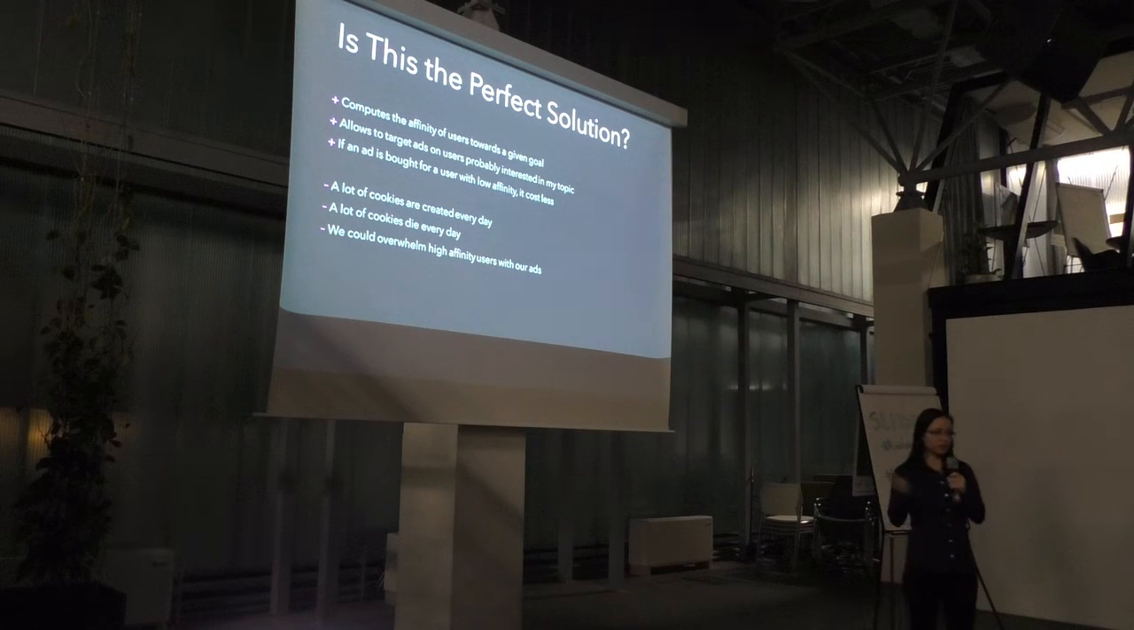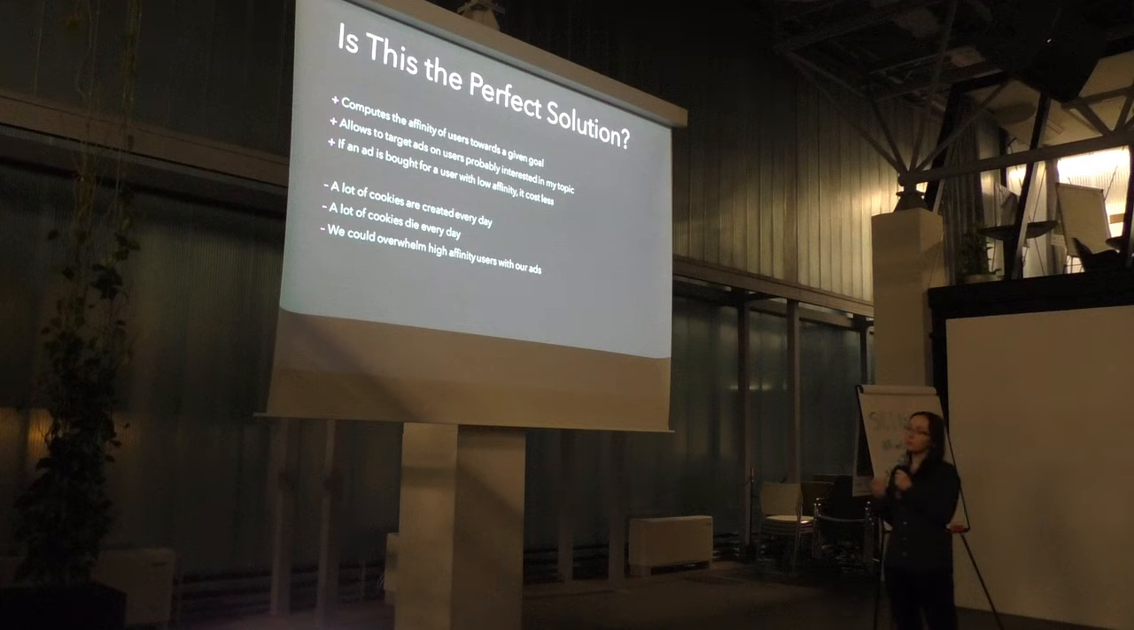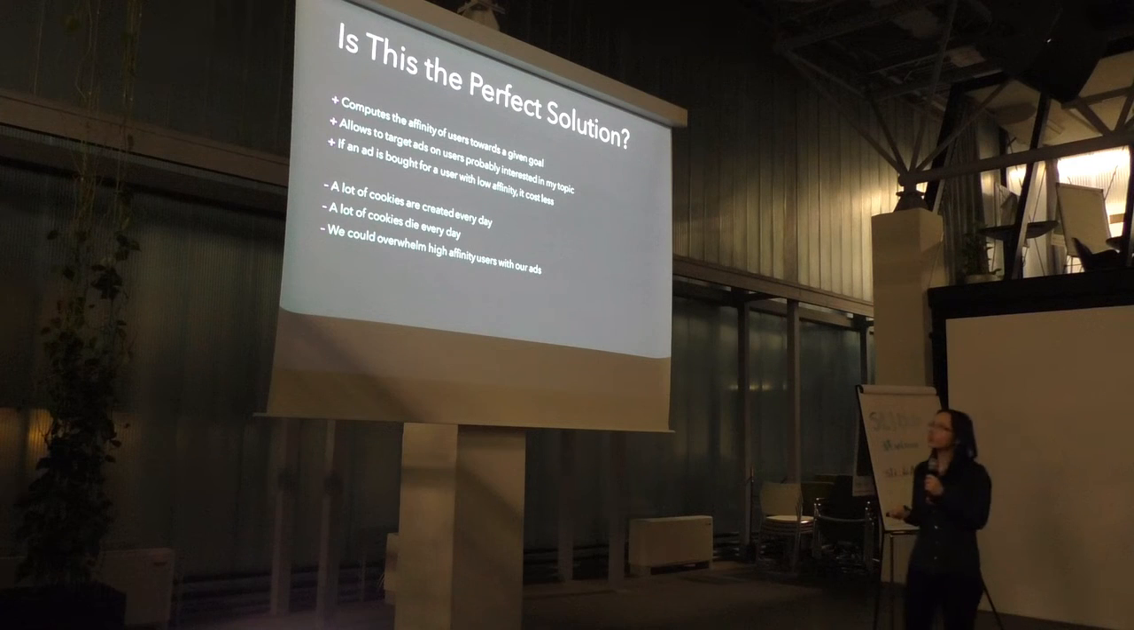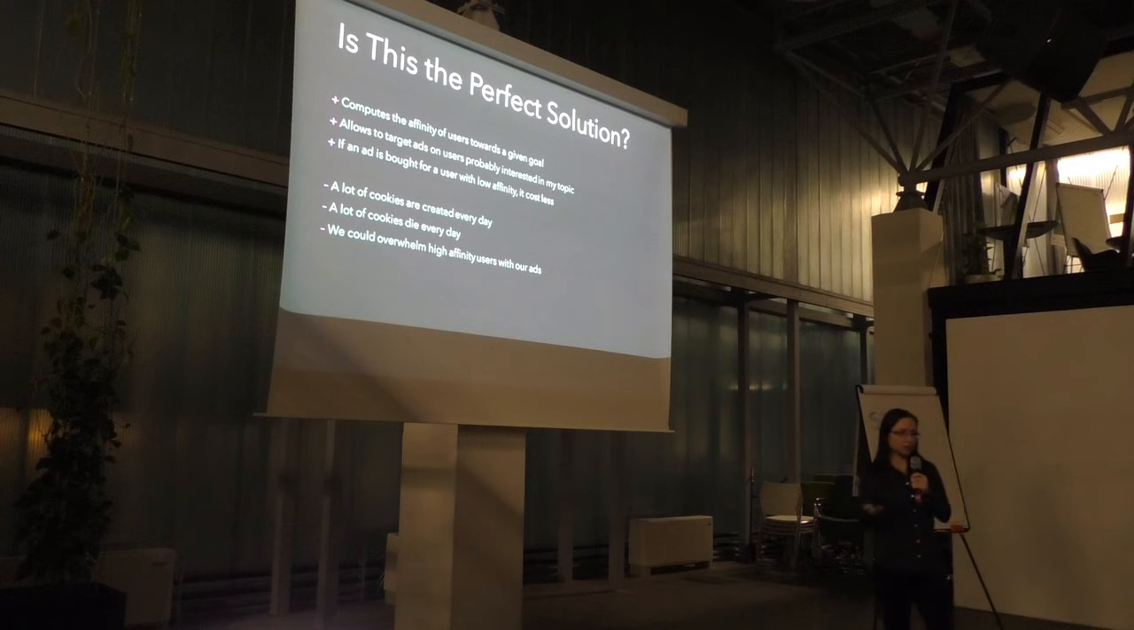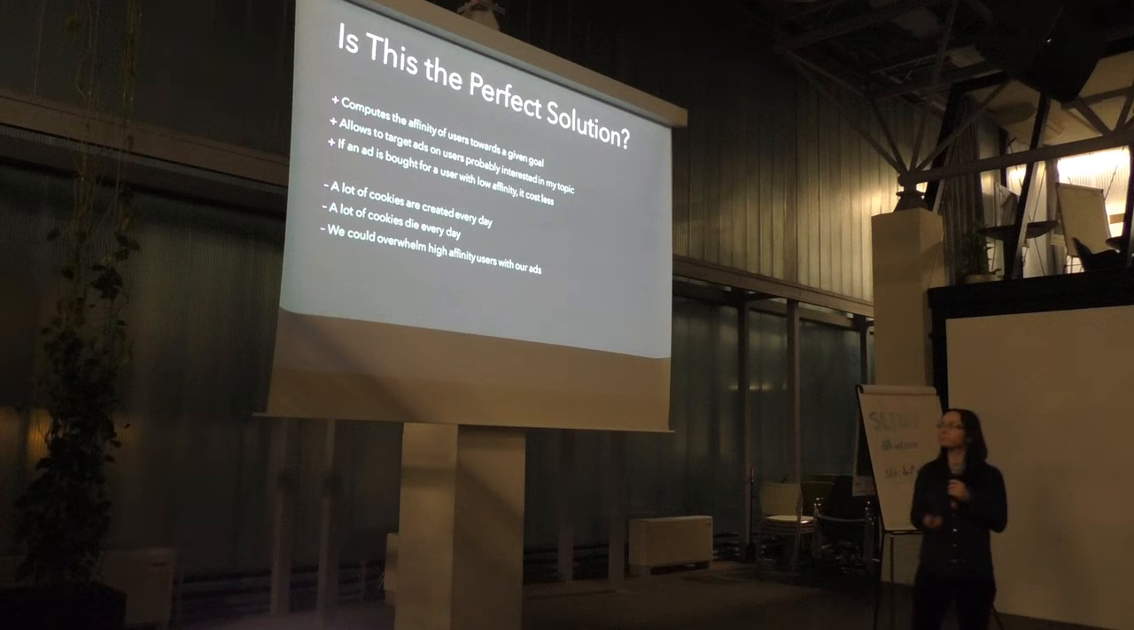And well, that's the solution itself, but is the solution perfect? We are able to compute the affinity of users towards a goal, and it allows us to target ads onto customers that are probably likely to be interested in our topic. And also, if we buy an ad for a user that probably doesn't have any interest in what we sell, then we at least buy it for less. So it's still a plus.